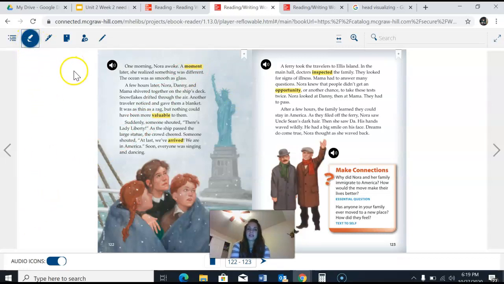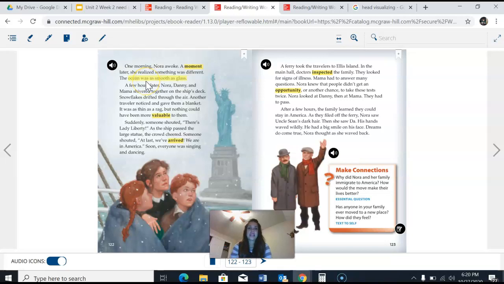I know that a simile compares two very different things. So I have the ocean was as smooth as glass. We're comparing the ocean to glass, and we have the word as. So that's helping me to visualize how calm the water is. There's no more waves.